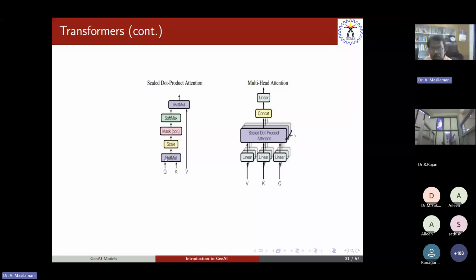Computing Q transpose K is called matrix multiplication, and then that is multiplied by some constant, scaled up or scaled down. Then if you want, you can mask some of the components of the vector. Masking means making it 0. Otherwise, you can remove this component. This is only optional.